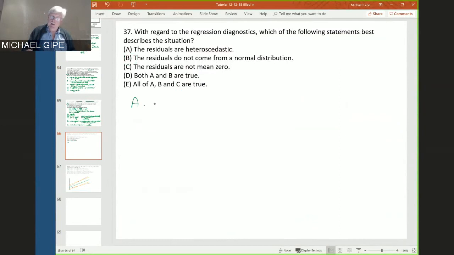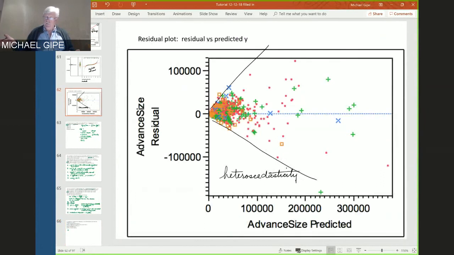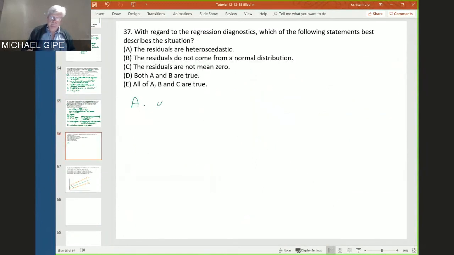How about A? Are the residuals heteroscedastic? Here's the residual plot. Very clearly, the variance of the residuals changes over the range of the data. So they are heteroscedastic. And you can see this on both the leverage and residual plots.